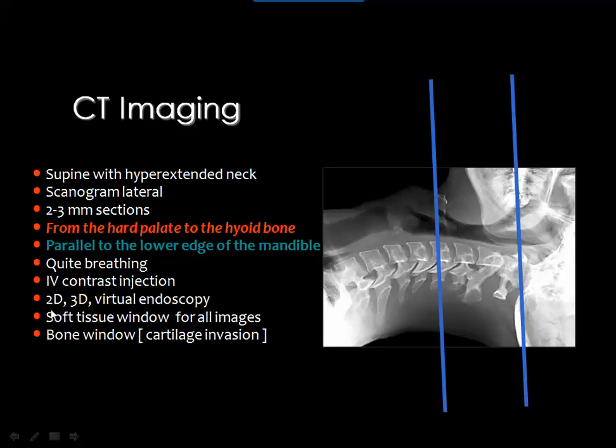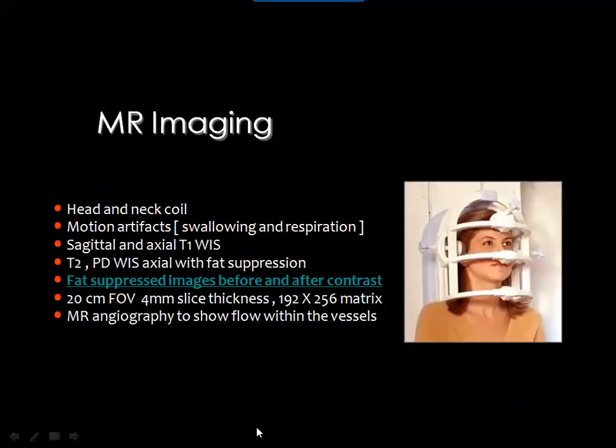Also in this area, the 2D reconstructed images are valuable in demonstrating the pathology, but the 3D images are usually of little significance here. Also, we can use the facility of virtual endoscopy by multi-detector CT. We display the images by the soft tissue window, and sometimes we use the bone window whenever you suspect lesions in the hyoid bone, for example, or in the mandible or in the cervical spine.